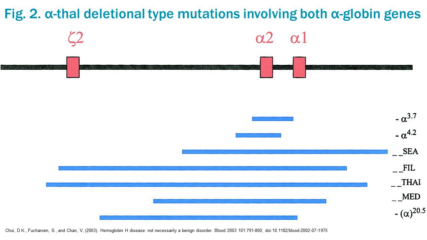On this figure, we have the deletional types. We have 7 out of the 8 most common alpha-thal deletional type mutations. So we can see the 3.7 and the 4.2, the Southeast Asian, the Mediterranean, and others. Next slide, please.